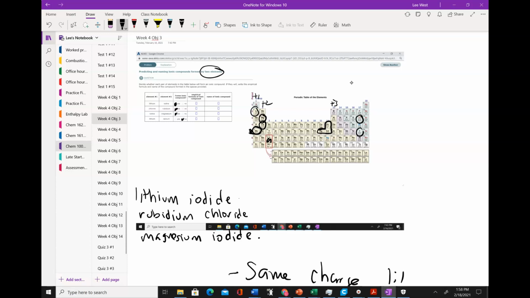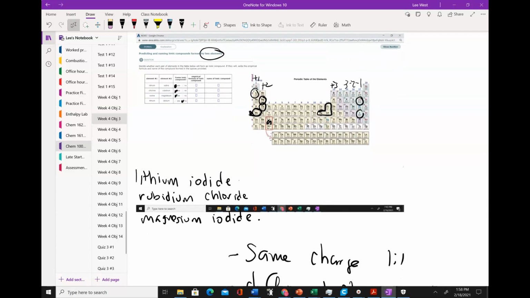Group 1A, Group 2A, and Group 3A metals form +1, +2, and +3 ions, and then Group 7A, Group 6A, and Group 5A form -1, -2, and -3 anions. So lithium's in Group 1A, so it's a +1, and then iodine is in Group 7A, so it's a -1. They have equal and opposite charges, so these guys are going to combine 1 to 1, and that'll just be Li, uppercase I.